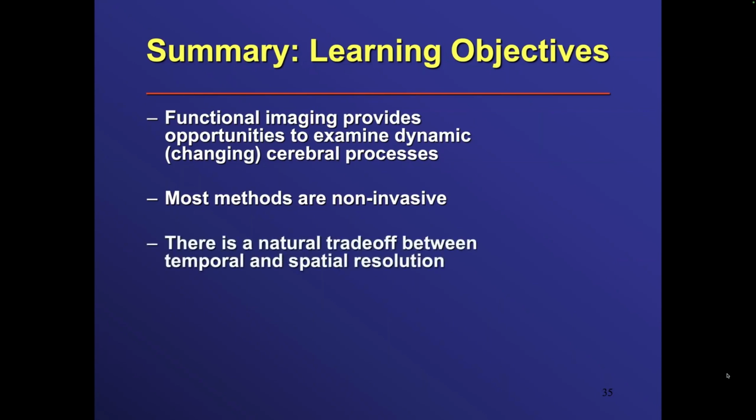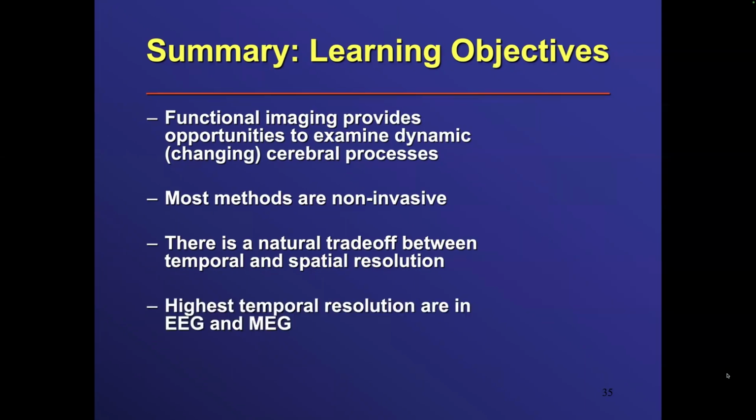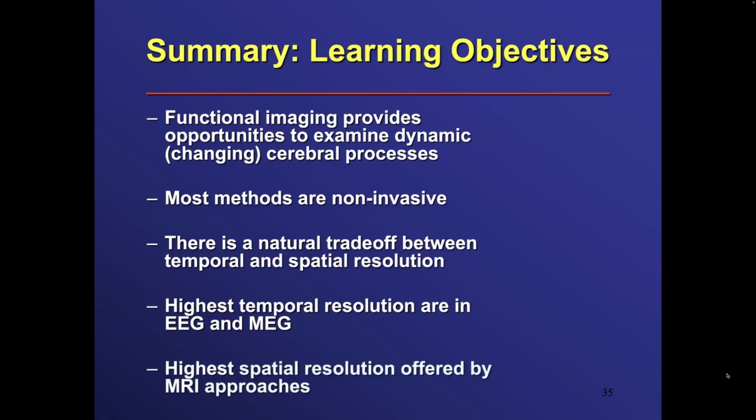There's a natural trade-off between temporal and spatial resolution. As you saw with EEG and MEG, very high temporal resolution on the order of milliseconds, but you give up knowing exactly where things happen in the brain. For spatial resolution, ideally you use MRI, which has really good spatial resolution, but the temporal resolution is not on the order of milliseconds like in EEG and MEG. With fMRI, the temporal resolution is about 1 to 2 seconds. Again, the highest temporal resolution is in EEG and MEG, and the highest spatial resolution is offered by MRI approaches.